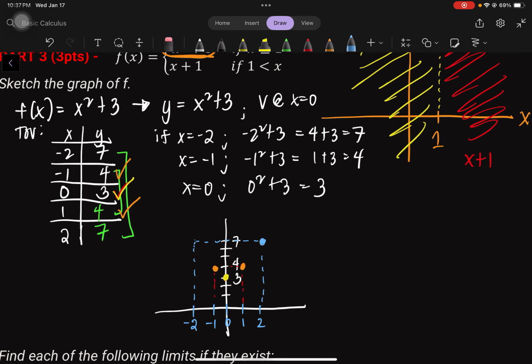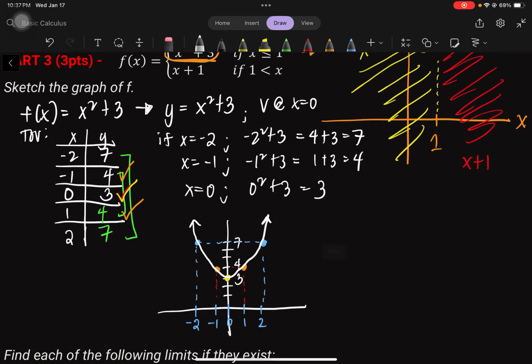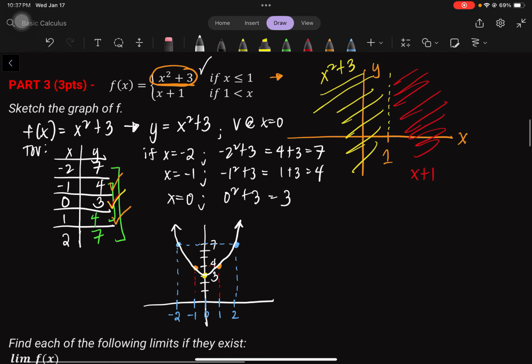Guide lang yan naman ha. So, ang graph natin ay open upwards. Ito na lang gamitin natin later. Next, yung isang equation naman natin ay y equals x plus 1. So, linear lang to.